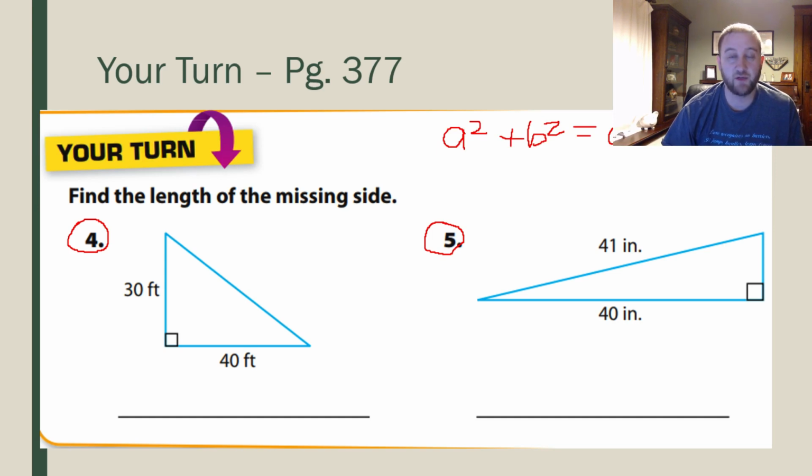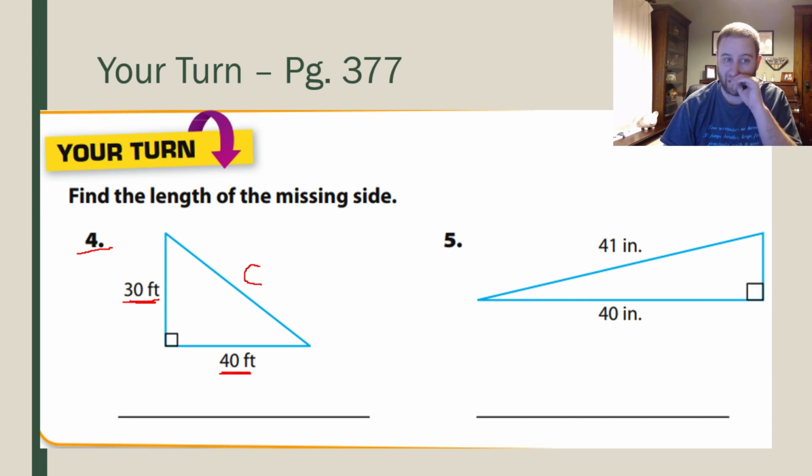All right, hopefully you paused it. If you haven't paused it, pause it now and go do it. But let's go ahead and solve this. So for this first one, number 4, let me clear out all this writing. So number 4, which side are we missing here? We've got a leg here, we've got another leg here, but we're missing the hypotenuse.